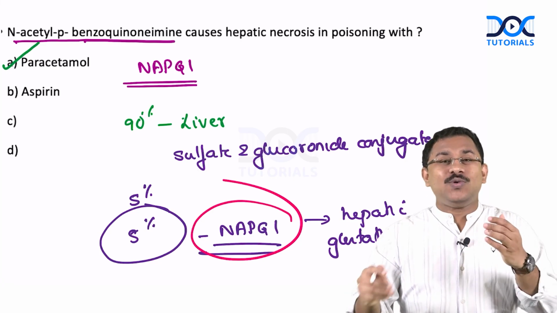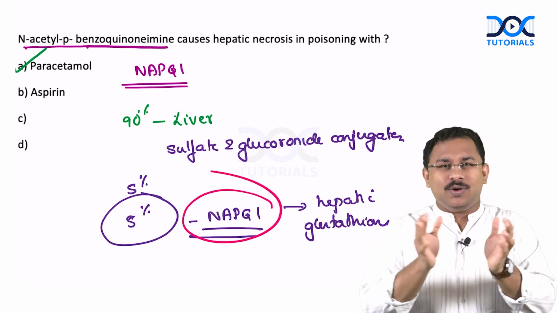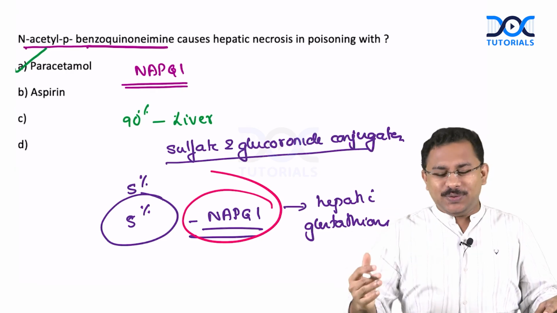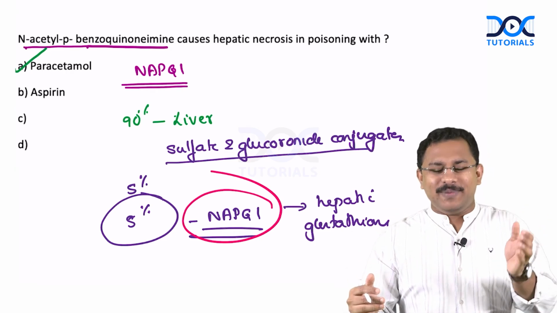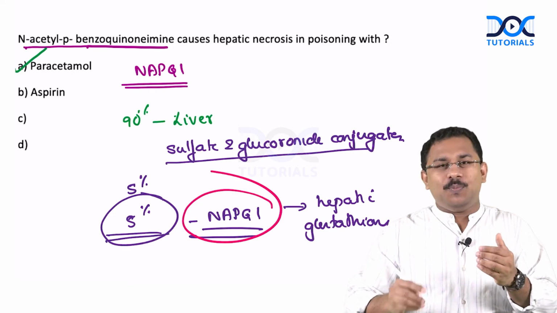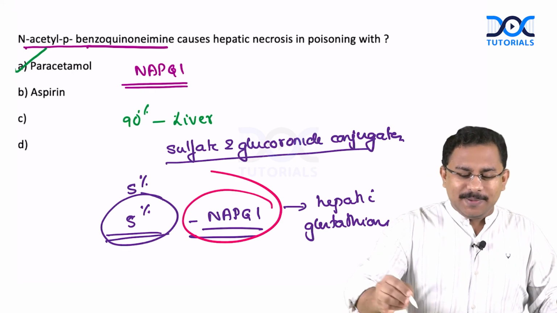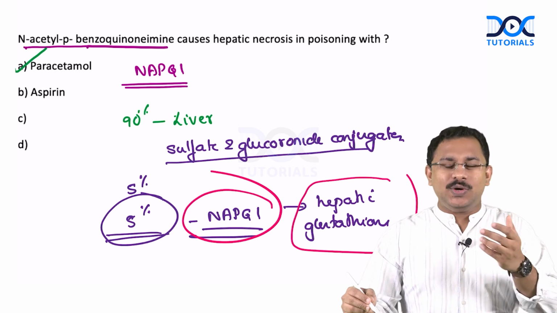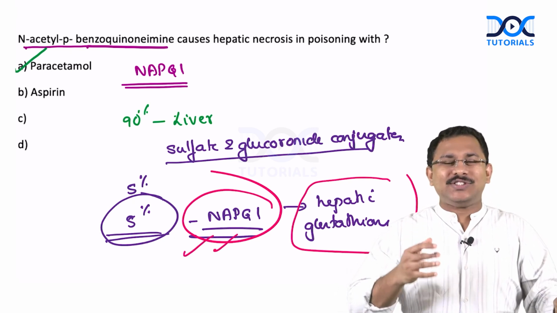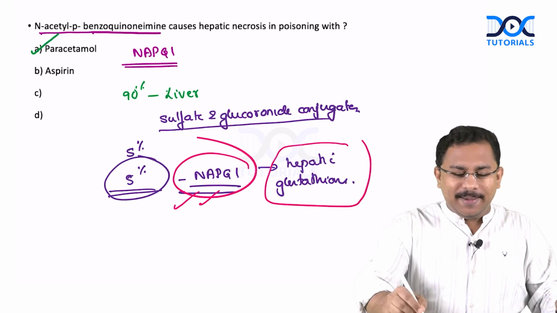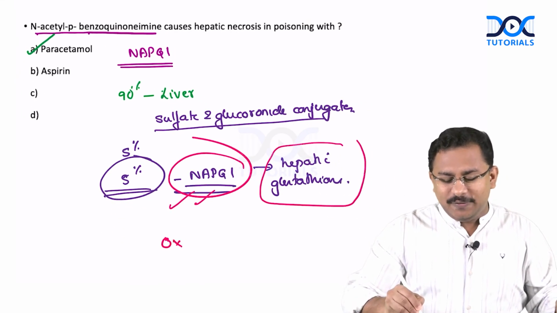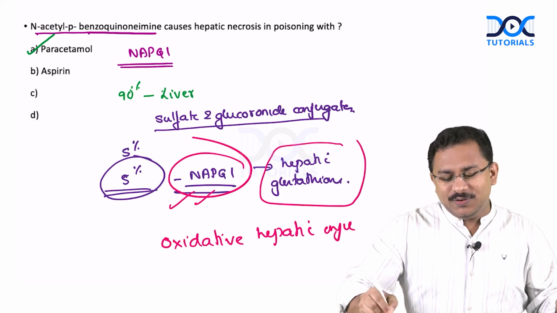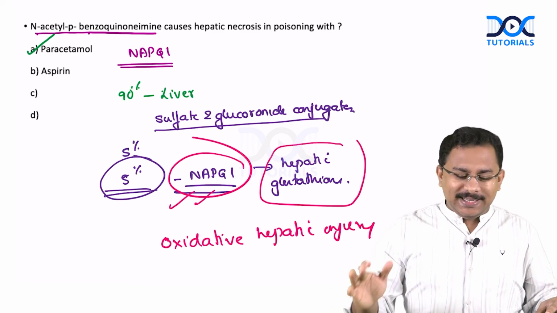But what happens is when you take paracetamol in toxic doses, the sulfate and glucuronide conjugation pathways are saturated. There is an increased fraction being metabolized by the hepatic cytochrome P450, and once the body's protective mechanism, that is the glutathione resources, are also depleted, that can result in accumulation of NAPQ, and accumulation of NAPQ can result in oxidative hepatic injury. So the answer is option A.